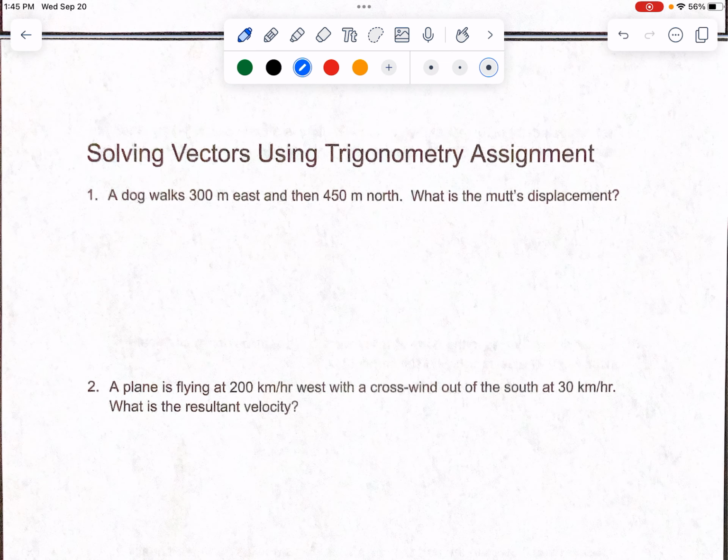Okay. So let's move on to the homework part now. So we're going to do these. It's just a lot of practice finding the hypotenuse and the angle.